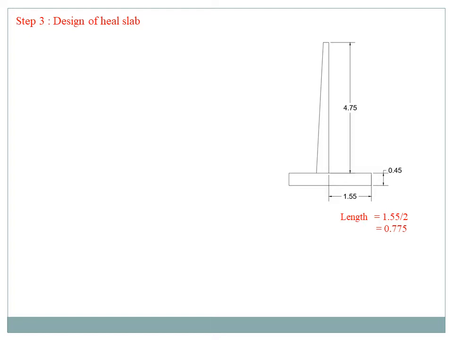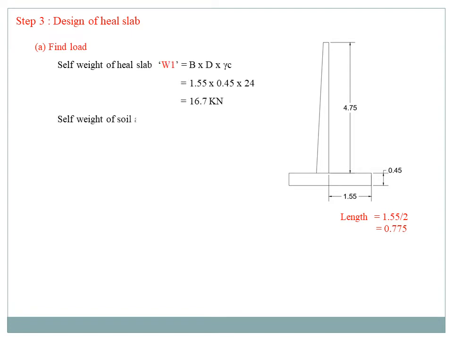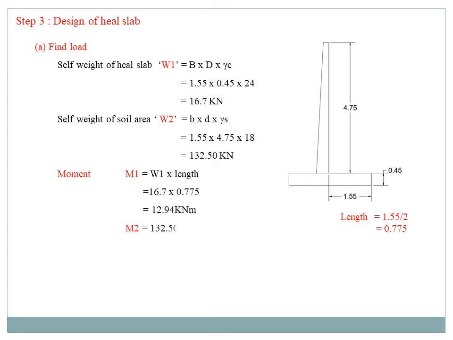So how do we find the length? This is the rectangular portion. Our heel slab is a rectangular shape, so we need the length divided by 2. So 1.55 divided by 2 is equal to 0.775. Then first, find the load.